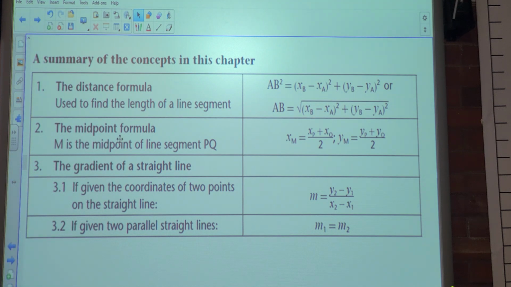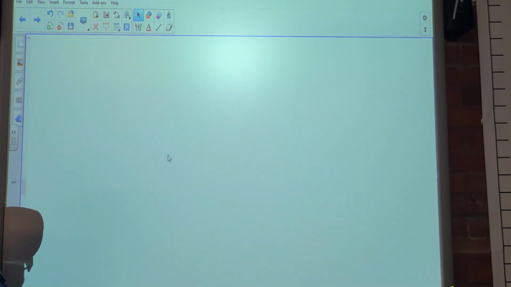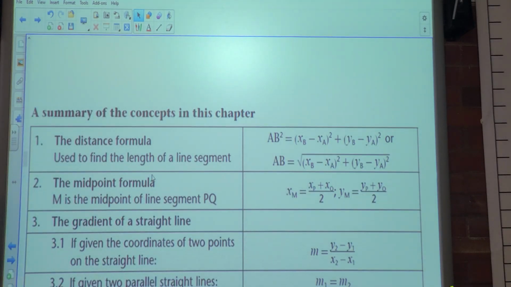Gradients of a straight line: we will be able to find the change in y for change in x. If lines are parallel, gradients are equal. And if lines are perpendicular, the product of the two gradients is negative 1. And also, the inclination angle: tan of theta is equal to your gradient, to work out your angle of inclination.